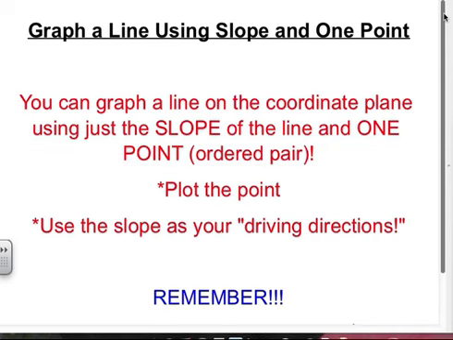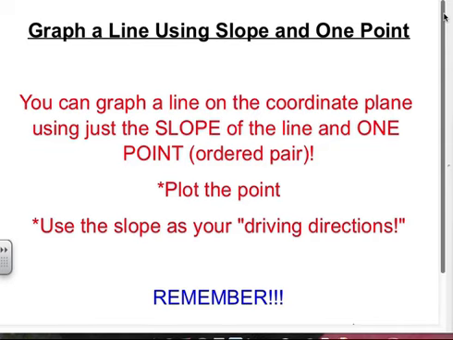This is just a really quick lesson where we're going to spend some time reviewing what we know about slope, and then I'm going to show you how to use the slope of a line and an ordered pair for a point on that line. And using just those two things, I'm going to show you how to graph the line on the coordinate plane. So, it says graph a line using slope and 1 point. That's what we're going to be talking about.